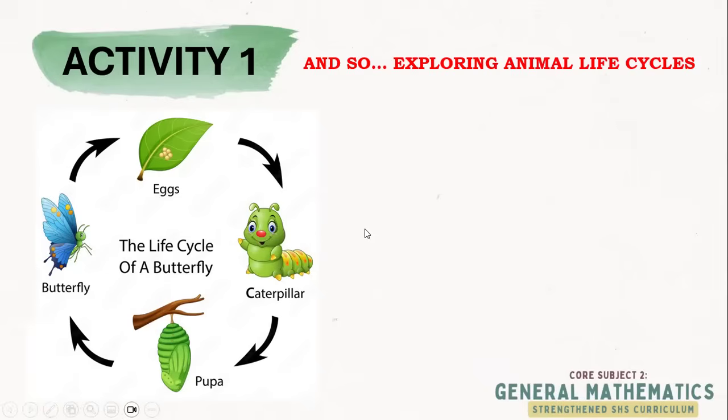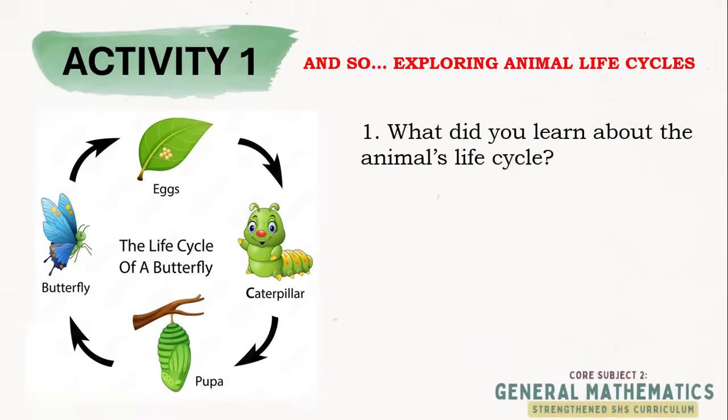To better understand this image, let's answer the following processing questions. Number 1: What did you learn about the animal's life cycle by looking at the figure? Of course, you would see the four stages of the life cycle of a butterfly. It starts as an egg, then becomes a caterpillar, then transforms into a pupa, and finally emerges as a butterfly. This process shows how living things grow and change in a specific order.